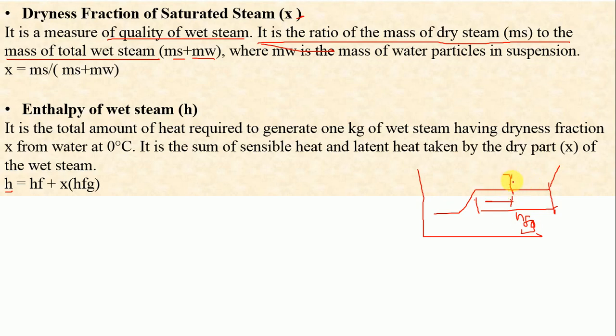Let's suppose X is equal to 0.6 and some value of Hf is given. So the total enthalpy content here should be equal to this Hf plus Hfg into this X, that is 0.6. Clear?